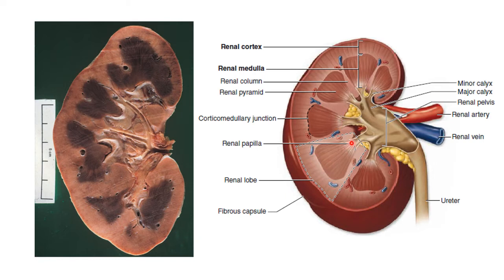Between the medullary pyramids or renal pyramids, we have tissues from the cortex extending down into the medulla, and these areas are called renal columns. Renal columns have the same structure, the same tissue composition as the cortex, but because they are located between the medullary pyramids, they are considered as part of the medulla.